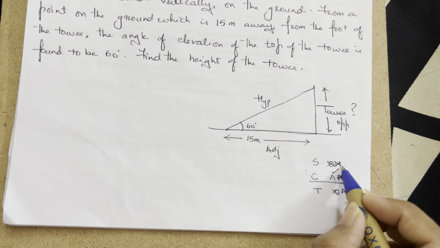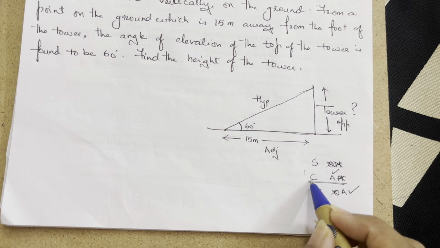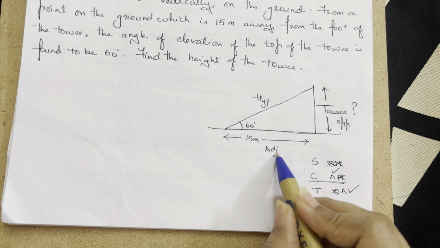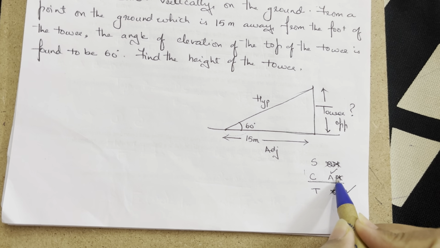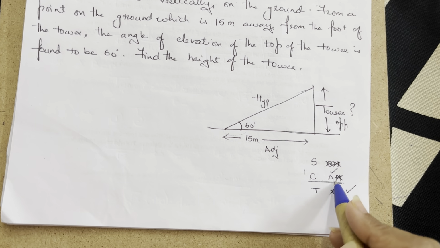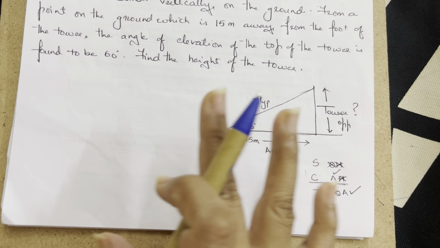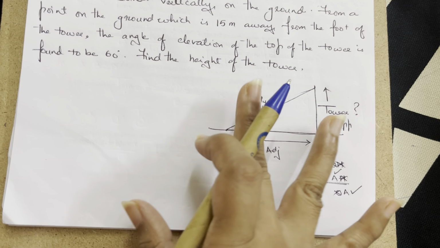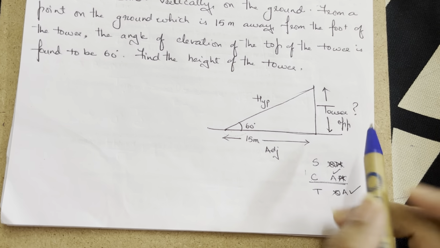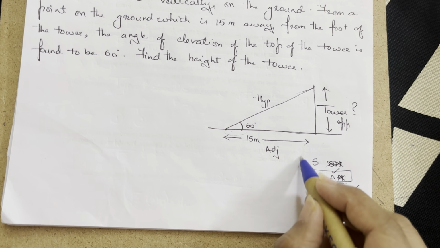some people will say, why not sine? Because opposite height, hypotenuse are both not given to me. Cos, why not cos? Adjacent is given, hypotenuse is not given. So first, I can use this cos. First I will have to find the hypotenuse. Then after I find the hypotenuse, I have to use sine, because opposite is to be found out. To find the opposite, I need to go with the hypotenuse. So first I have to do cos, then I have to go with the sine.